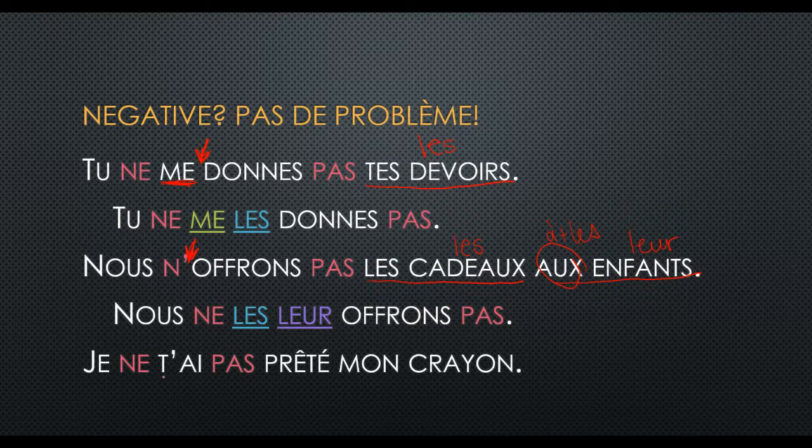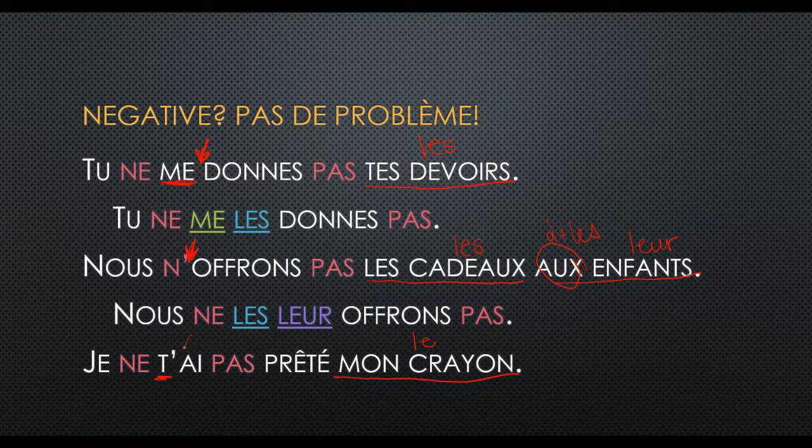So, notice, the te is already done for us. So, it's very similar to this one up here with the me, okay? The te is already done for us. So, now we just have to worry about the pencil. So, mon crayon, that's what I'm loaning. So, that means that is my direct object. That is going to be replaced with le.